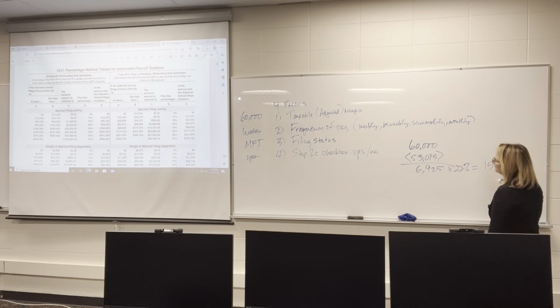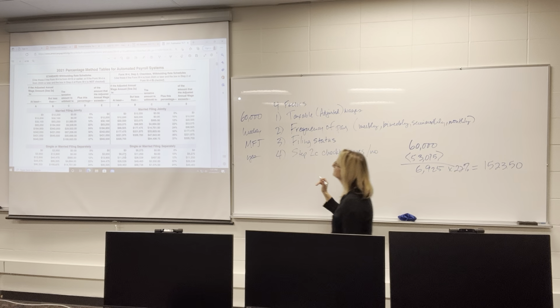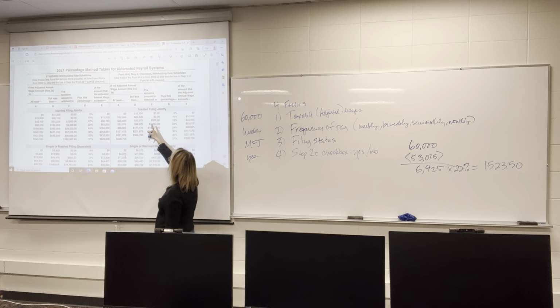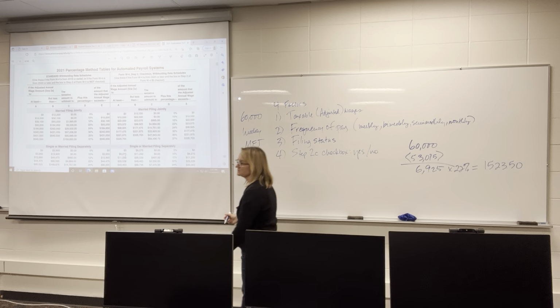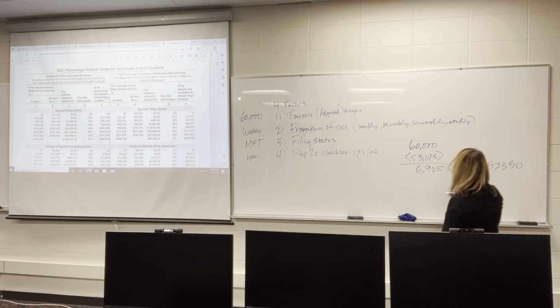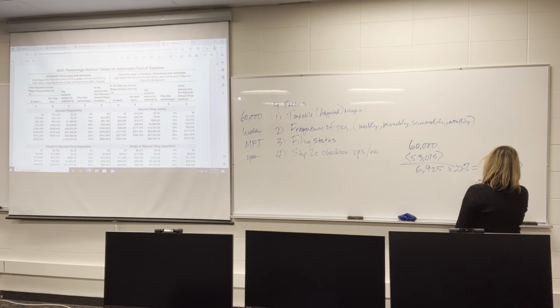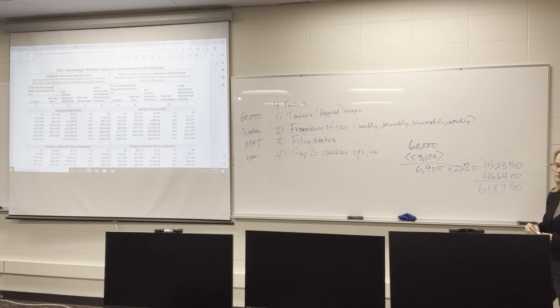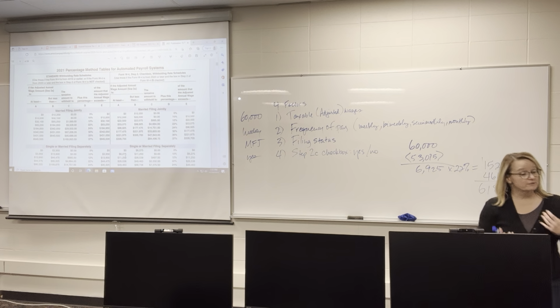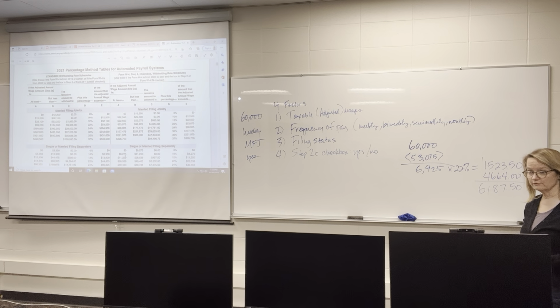All right, 1523.50, but we're not done yet. We have to add this amount as well, the 4664 plus 1523.50. So 6,187.50 for the year. The total for the year that should be withheld.